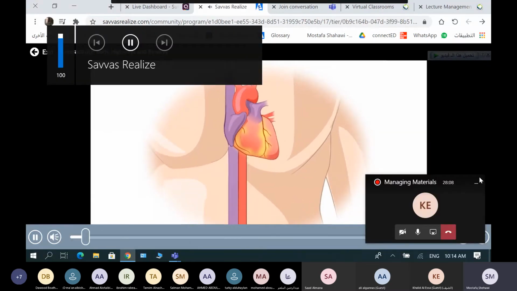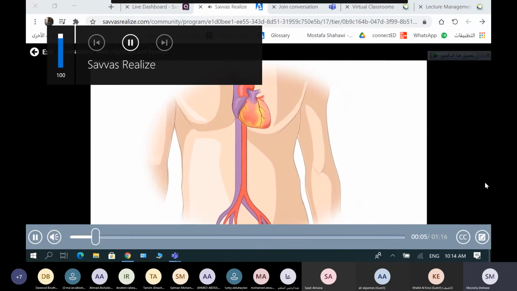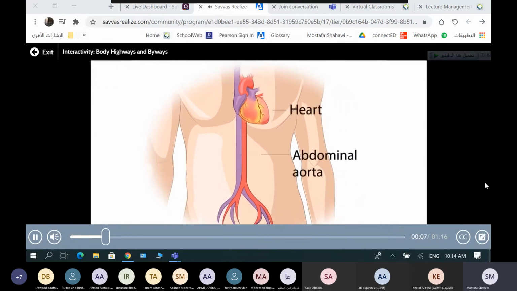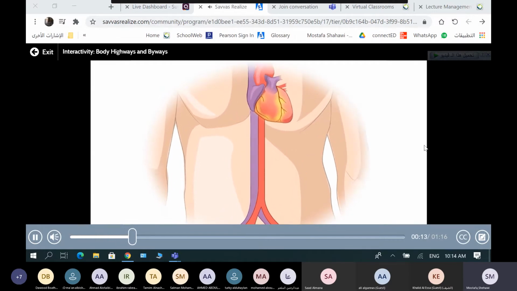The circulatory system is like a network of roads within your body. Think of your body like a map. Consider the heart as the central hub of a city. The arteries of the circulatory system.